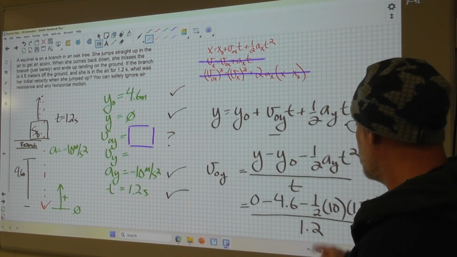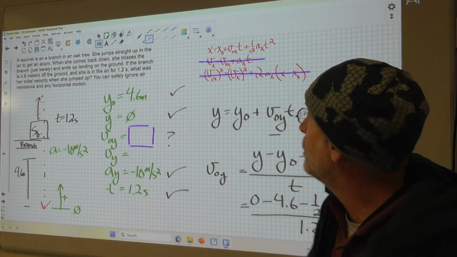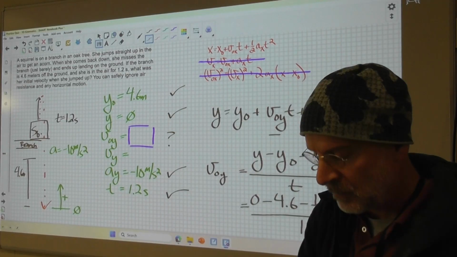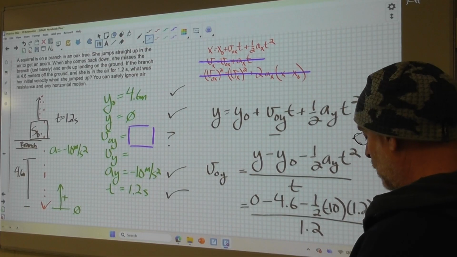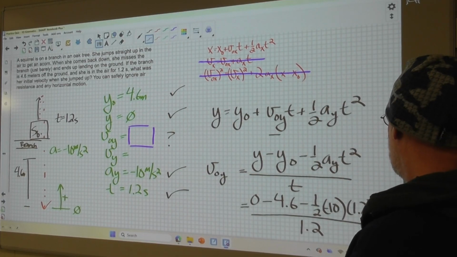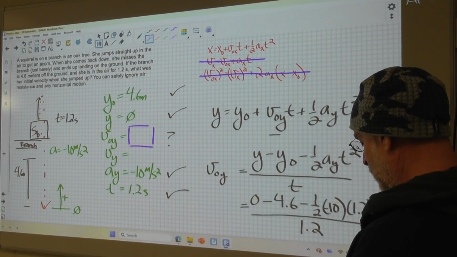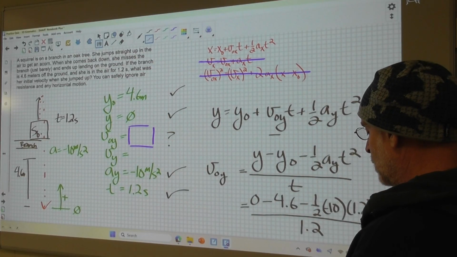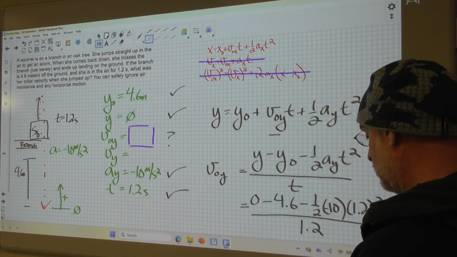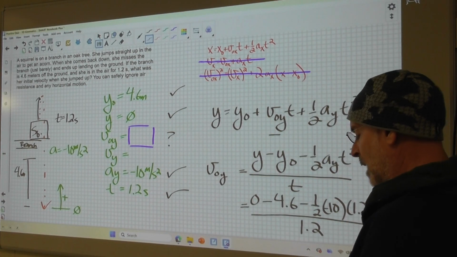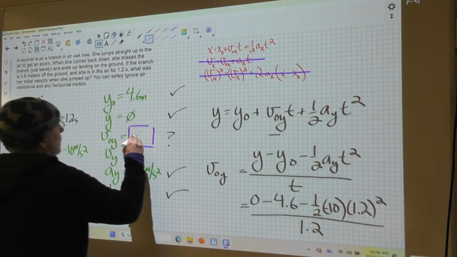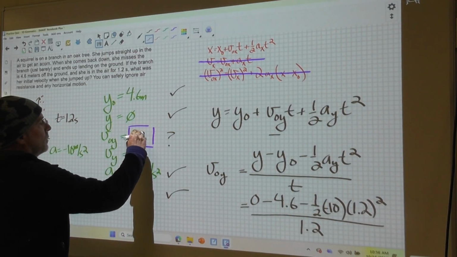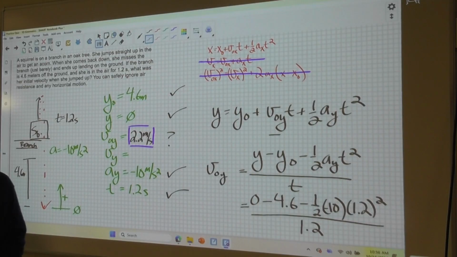Divided by, oh, this is negative 10. See, I already made a mistake. Negative 10. So that is negative 4.6 plus 5 times 1.2 times 1.2. And that is 2.6 divided by 1.2. If I did that math right, it should be about 2.17 or 2.2 meters per second. But that could be very wrong because I did the algebra too quickly.